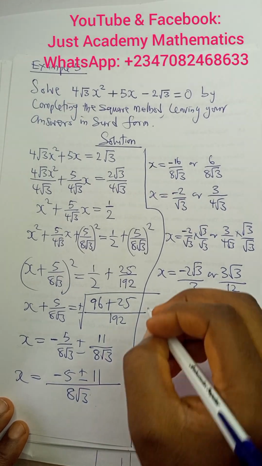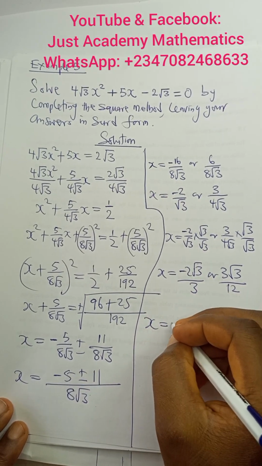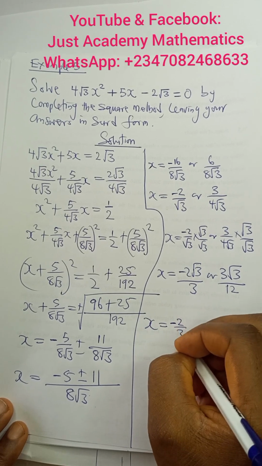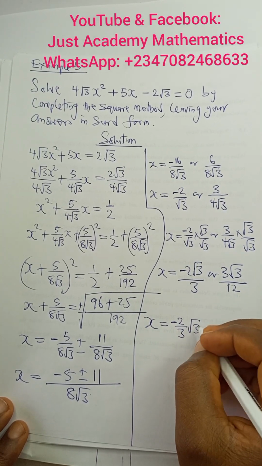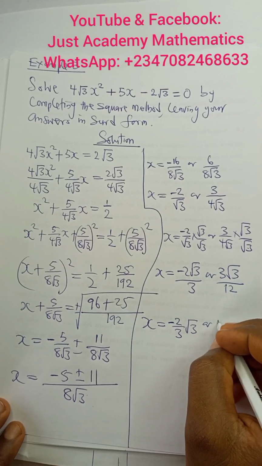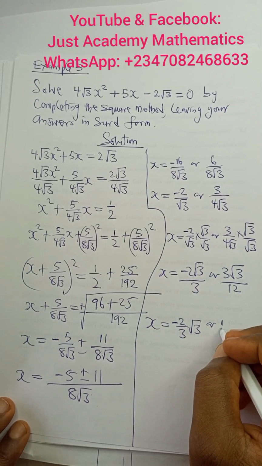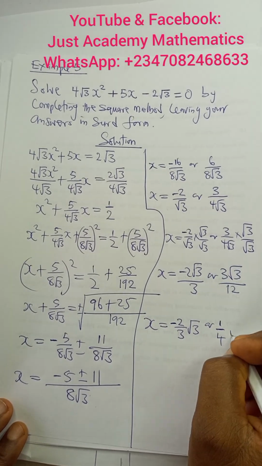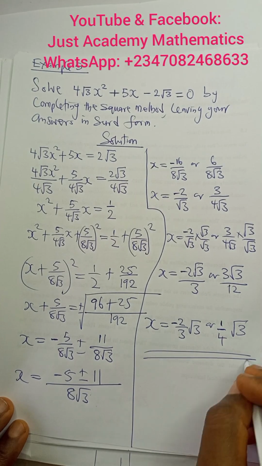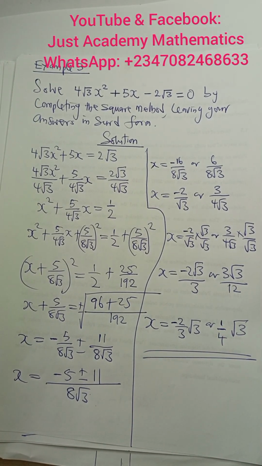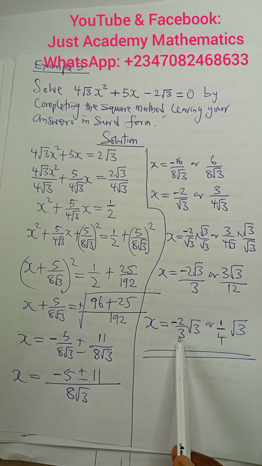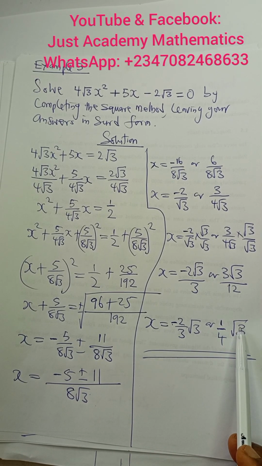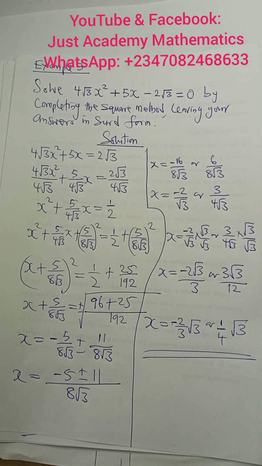So we conclude that the final answer is minus 2 over root 3, minus 2 root 3 over 3, or rather, yes, we can say 1 over 4 root 3. This is the answer in short form. Minus 2 root 3 over 3, or root 3 over 4. That is the answer in short form.